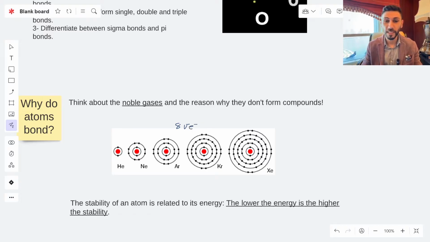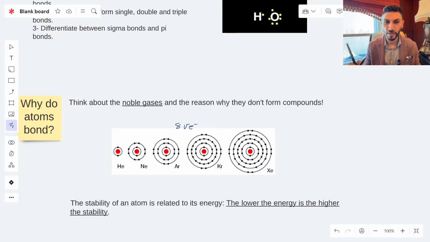So basically, they don't need to lose or gain or share electrons. They are already stable. What do you mean by stable or stability? The stability of an atom is related to its energy. The lower the energy is, the higher the stability. When an atom loses energy, that means it's more stable now. And all atoms are trying to be more stable by losing, gaining, and sharing electrons. That was the octet rule.